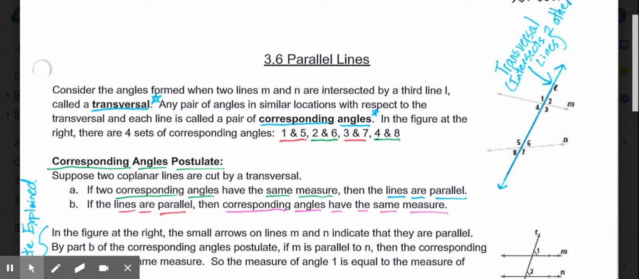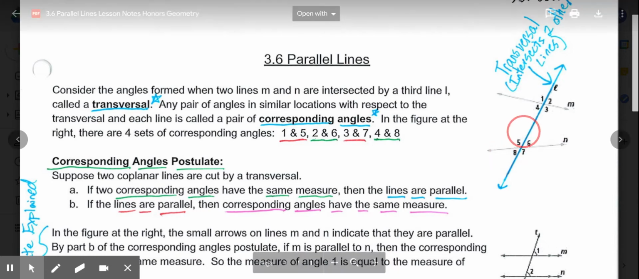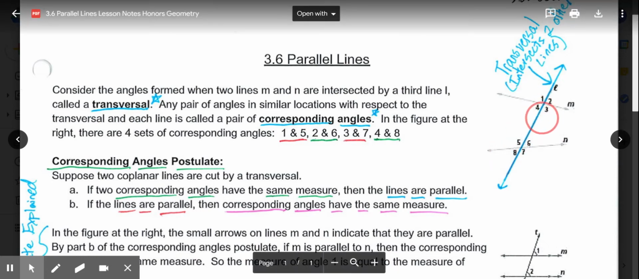Then two other vocabulary terms, just so that you know them going forward. When we're looking at two lines cut by a transversal, the interior is the space between the two lines. So on the interior, we would have angles 4 and 3 and 5 and 6. The exterior is the space outside, so not in between the two lines. So our exterior angles would be 1 and 2 and 8 and 7.